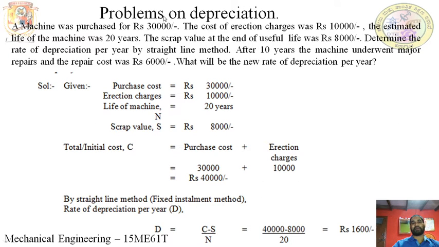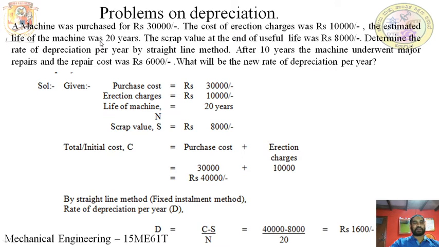So the first problem on depreciation. A machine was purchased for rupees 30,000. The cost of the erection was rupees 10,000. Erection means nothing but installation charges. So don't be confused by this new word, erection. Erection is nothing but the installation charges.